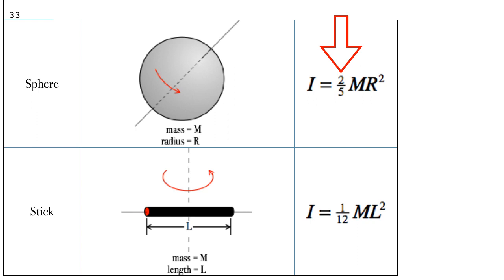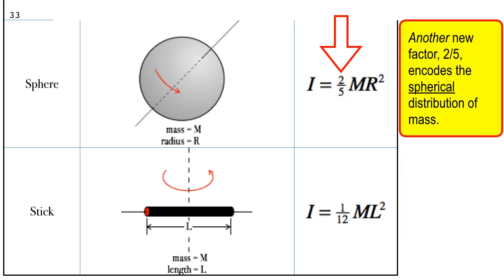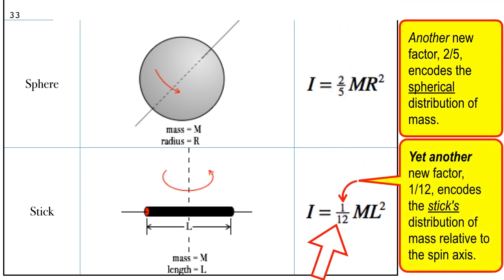Now, let's take a look at this stick. Oh, my goodness. The stick, 1/12. That encodes the stick's moment of inertia about that axis perpendicular to the stick and through its center of mass.